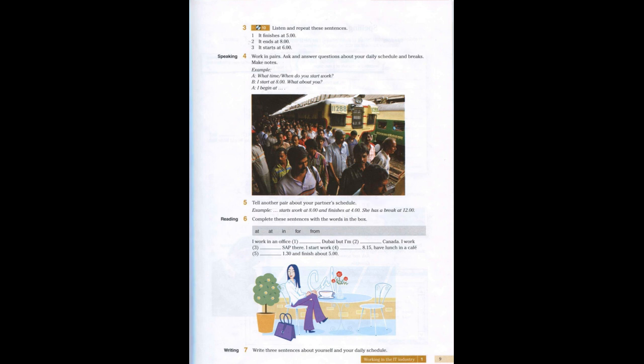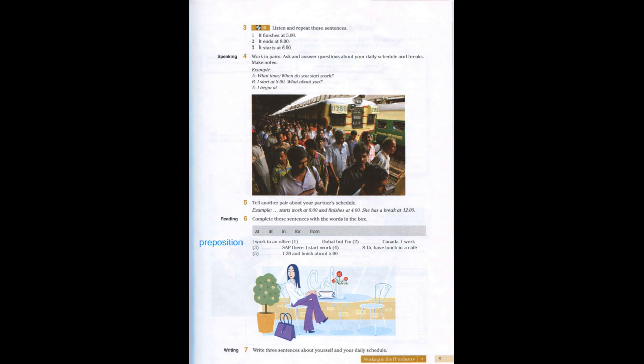And now we want to do this interesting task, number 6. Complete the sentences with the words in the box. So here we have 5 words. If you look at these words, they are basically what? Prepositions. At, in, for, from. So these words in English are called prepositions. They are similar to what in Arabic? They are similar to اللي هي حروف الجر. حروف الجر.